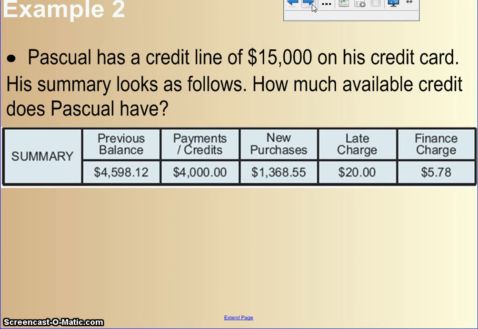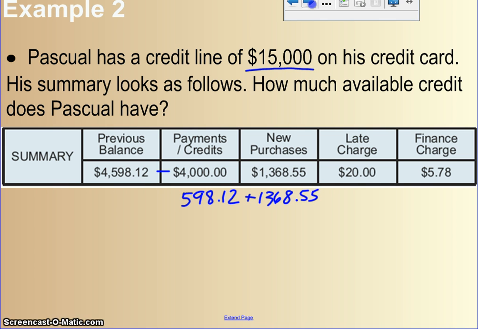All right, example 2. It says Pasquale has a credit line of $15,000 on his credit card. His summary looks as follows. How much is available on his credit card? Or how much does he have available to purchase? So the balance was $4,598.12. So if we subtract that, we end up with just the $598.12.